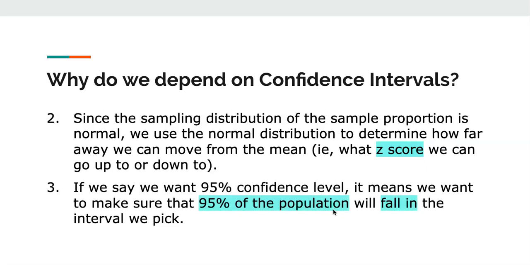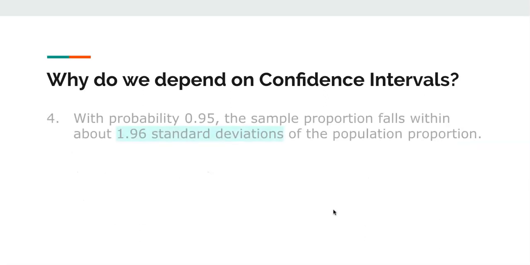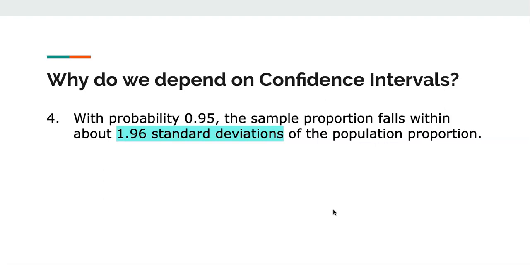the normal distribution. We say we want a 95% confidence level. It means we want to make sure that 95% of the population will fall in the interval we pick, with probability 0.95, and you've heard that number before. Remember the empirical rule, the 68, 95, 99.7% rule? Which one had 95% in the middle? It was that 2 standard deviation away point, right? The sample proportion falls within about 1.96 standard deviations of the population proportion.